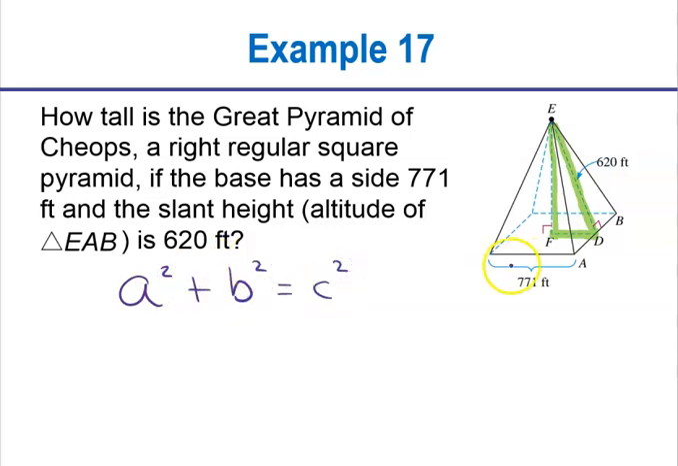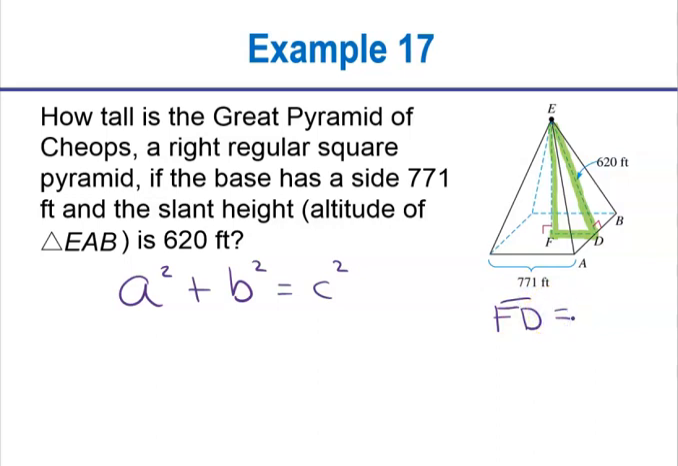Okay, now we know we have a distance of 771 feet as the side of the pyramid, okay? A regular base has a side of 771 feet. That's not our leg value. Right? That's just the side of the pyramid. So what would the leg value, or FD, the line segment FD, what would that value be?